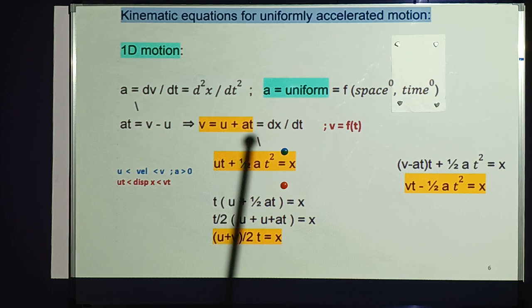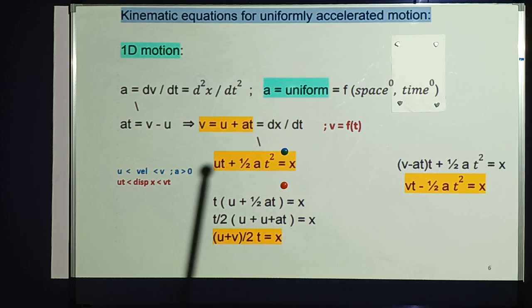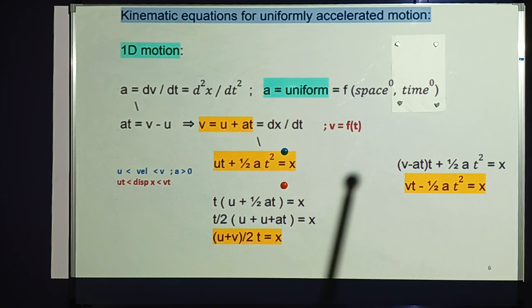Again I can integrate one more time with respect to time. That will give me x equal to ut plus half at square. Here x is 0 at time t equal to 0, that is, x naught is 0. So I can write this as t times u plus half at. If I take t outside, and then take half outside, it becomes u plus u plus at. So this will become average velocity times time, which is the displacement x.